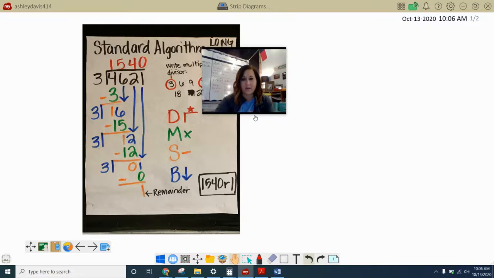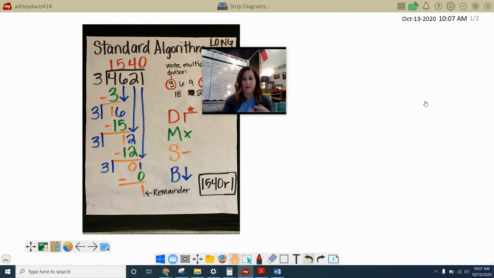Hey guys, so yesterday we learned our first long division strategy, which was the Super 7. And today we're going to learn our second long division strategy, which is the standard algorithm. Now, this is the method that I learned when I was your age and your parents also learned. We like to call it the old way, but it's called the standard algorithm. It's just a process that you follow these steps to do.